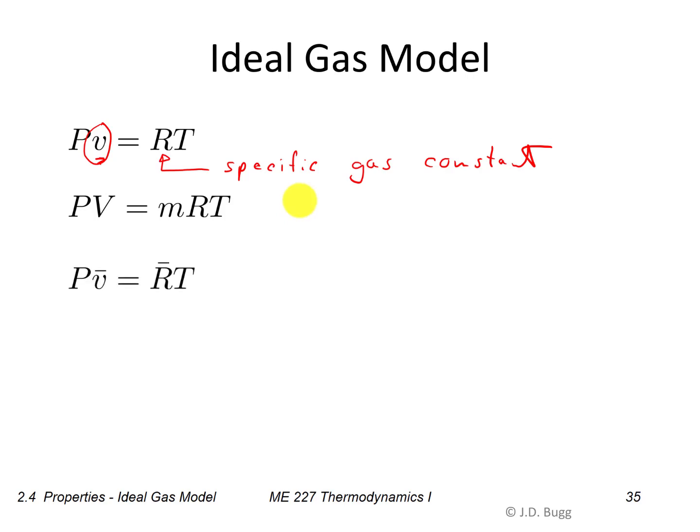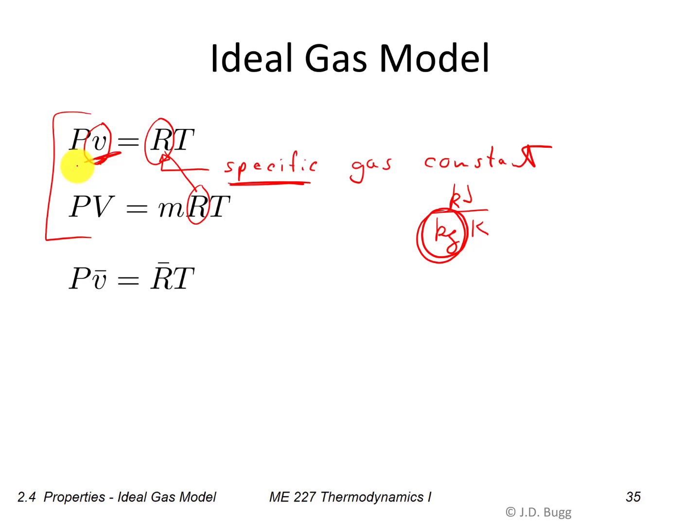Another way that you might have seen this, or another way that we could write this, is on a molar basis. So notice both of these are on a mass basis. Remember, this specific gas constant is on a mass basis. If we were to look at the units of the specific gas constant in SI, it would be kilojoules per kilogram degree Kelvin, the kilogram being the important part of that for this discussion. So that's the gas constant, but on a per unit mass basis. That's why it's called the specific gas constant.